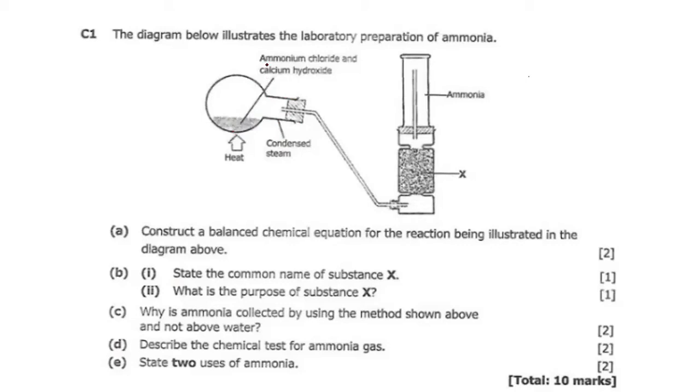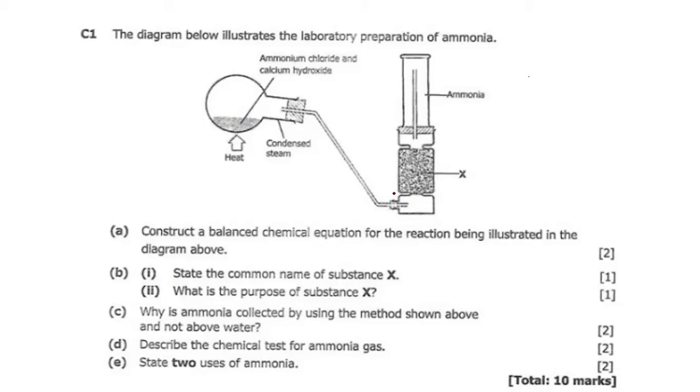All right, so when ammonium chloride and calcium hydroxide mix together and are heated, they produce ammonia, calcium chloride, and some water. Those are the products, as you see in the equation.